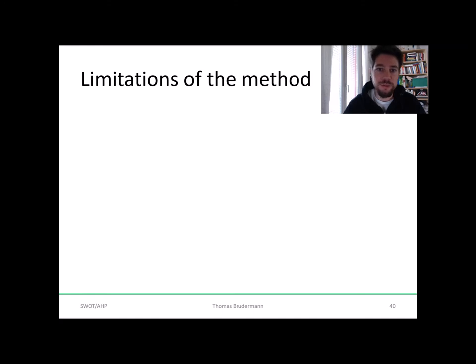As any research method, also SWOT-AHP has a number of limitations. I will not discuss all of them, but maybe just a few. Any research method has limitations, as I said, and we need to be aware of that and we need to be transparent with that. If we communicate what our method can do and what it cannot do, it's always the better way than praising a method and pretending as if it would be a perfect one.